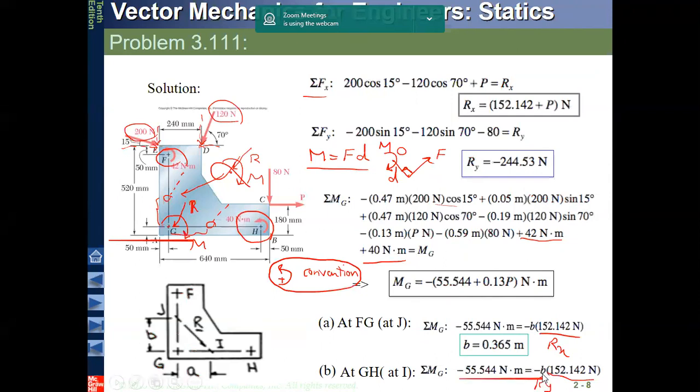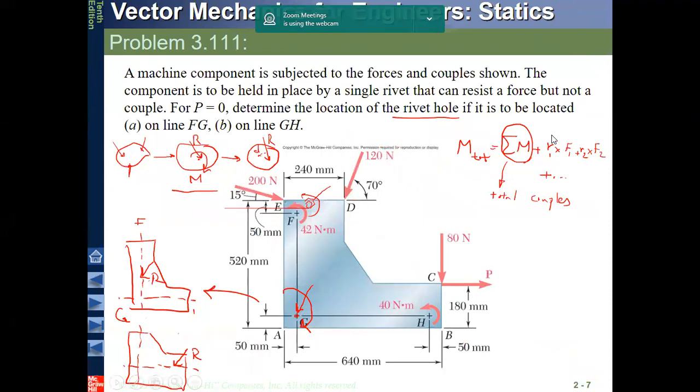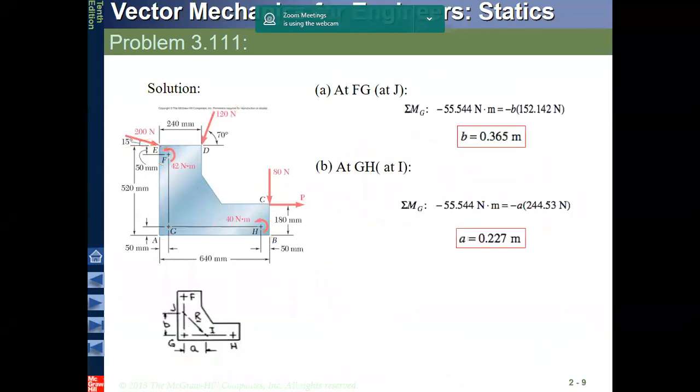Well, we are out of time, so if there's no questions, because P is 0 in this question. So in this example, as you can see, there's no P here.